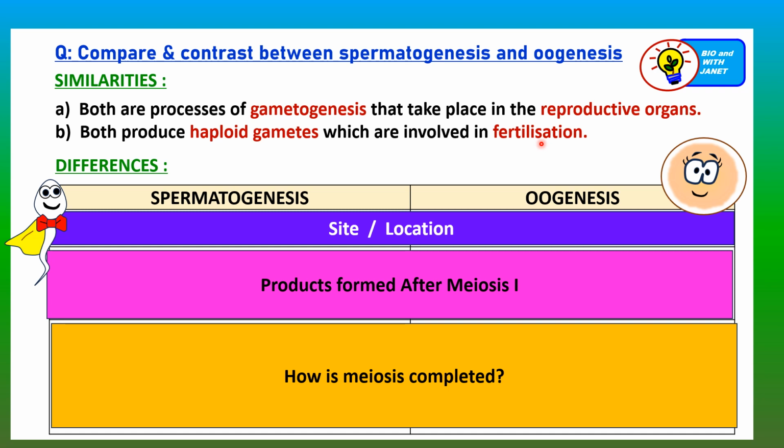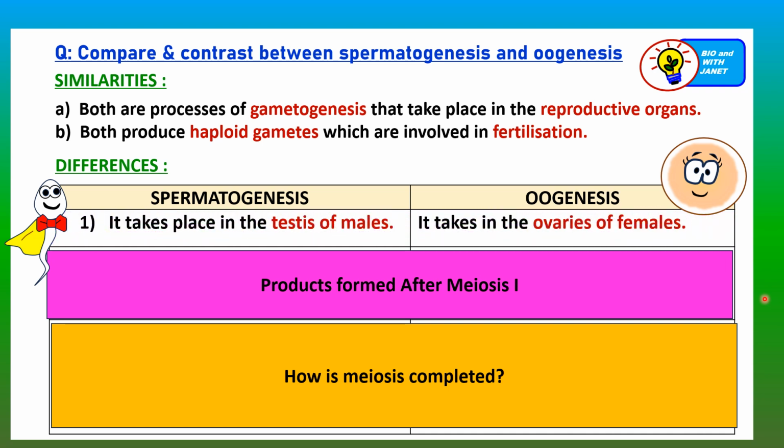So in fertilization, the nucleus of a sperm will fuse with the nucleus of an ovum in order to produce a diploid zygote. So both the gametes are involved in fertilization. Now, the differences from the aspect of the site or the location where the process occurs. Spermatogenesis takes place in the testes of males, but oogenesis takes place in the ovaries of females.